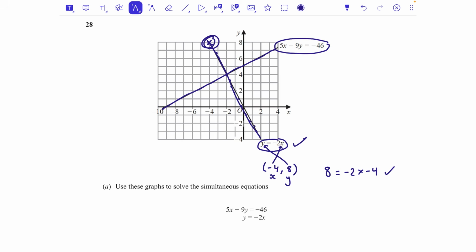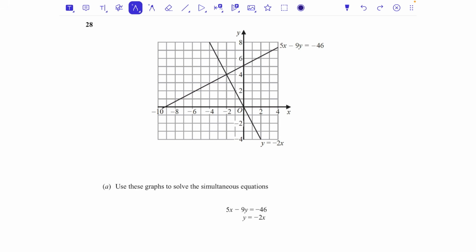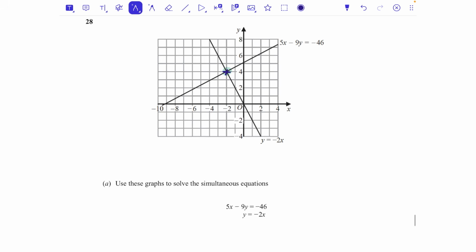Every single coordinate on that line would make that equation true. But if you were to pick a random point, like 2, 2, it wouldn't work. 2 does not equal minus 2 times 2. So if a point lies on the line, it will make the equation true. If I would like to solve both equations, I'm just looking for a coordinate that solves both equations. And that's going to be here. I'm simply looking for the point where they cross, because we know that point lies on both lines, so it would make both equations true.